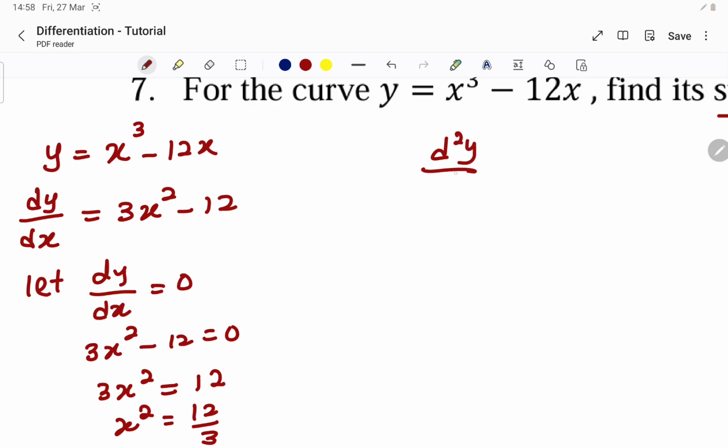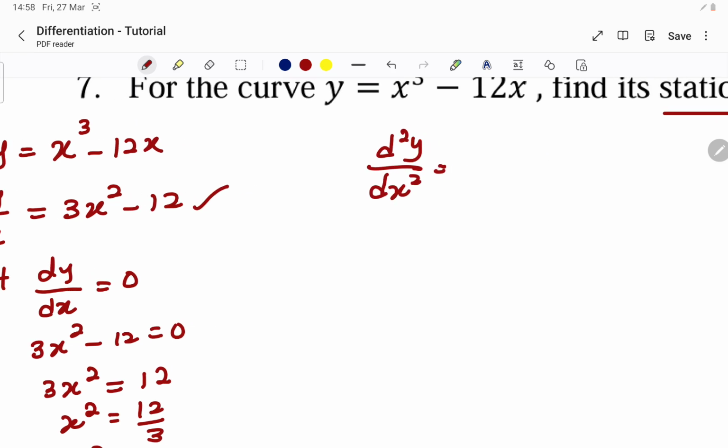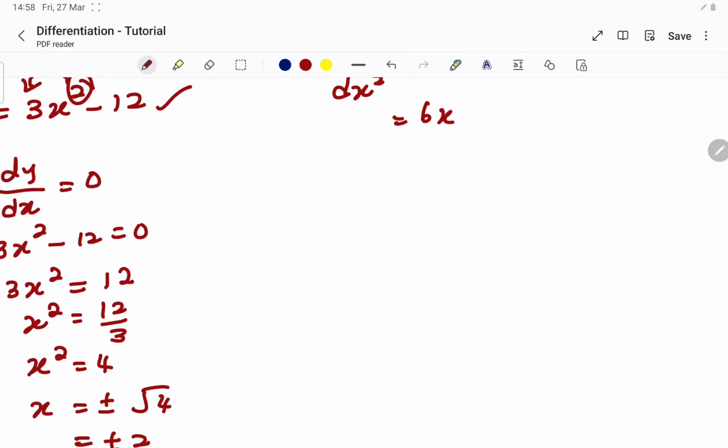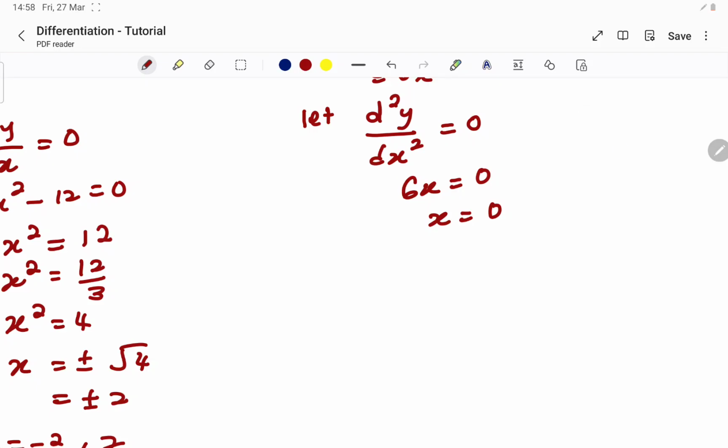So d squared y over dx squared equals, we have 3x squared minus 12. When we differentiate, you bring the 2 in front. 2 multiplied by 3 becomes 6, x to the power of 2 minus 1 becomes 6x. Minus 12 we differentiate becomes 0, so you will get 6x. Then you let d squared y over dx squared equal to 0, 6x equals 0, then x is equal to 0. Now this is the point that you get.